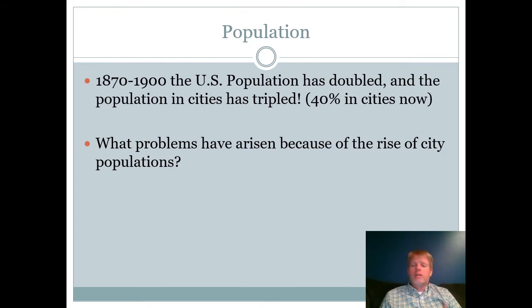Part of all of these movements, all of these organizations, is a result from the fact that the U.S. population has doubled in 30 years. And most of that population is now centered in cities. Now, it's important to note that only 40% of the population is in cities. There are still more people that do not live in cities than live in cities, but the population of cities has tripled. And because of that, there are new problems of urban centers that haven't really been considered before.